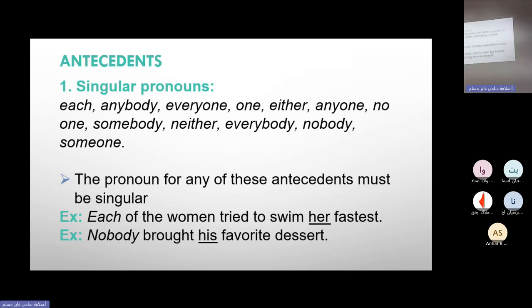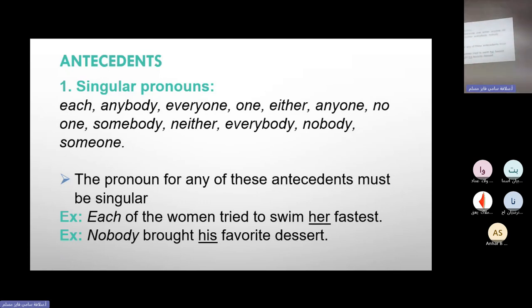Each of the women. Each here is always singular. Each of the boys tries to swim his fastest. Okay?